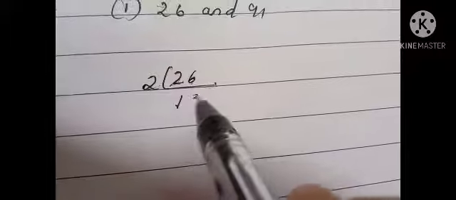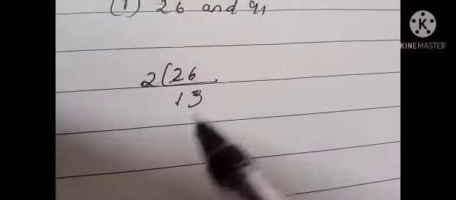So 26 we have to prime factorize first. It is divisible by 2 because the last digit is even number. Then we can divide it by 2. 1 2s are 2, 3 2s are 6. Then 13 is a prime number, so we have to stop.